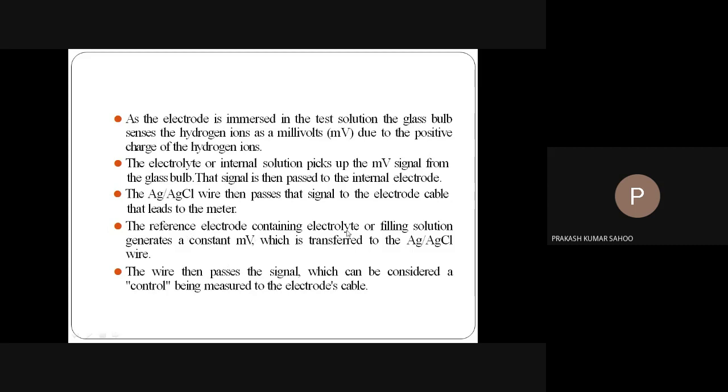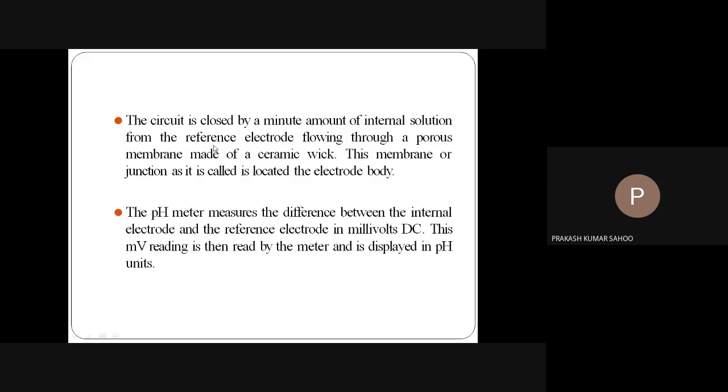The reference electrode contains electrolyte or filling solution that generates a constant millivolt potential, which is transferred to the silver chloride wire. The reference electrode will also generate 0.25 volt. The wire then passes the signal, which can be considered a control, being measured by the electrode cable. So these things happen, and at the end we have the circuit, which grows by a minute amount of internal solution from the reference electrode flowing through a porous membrane made of ceramic wick. The membrane or junction, as it is called, is located at the electrode body.